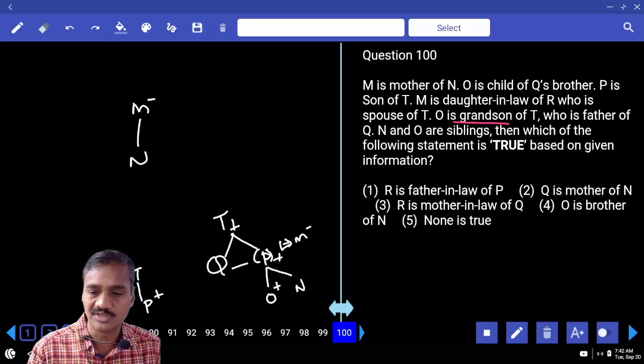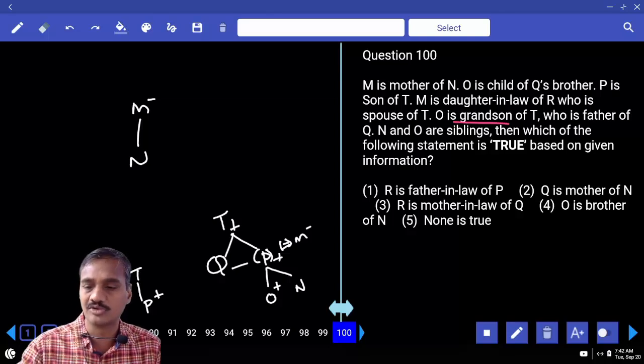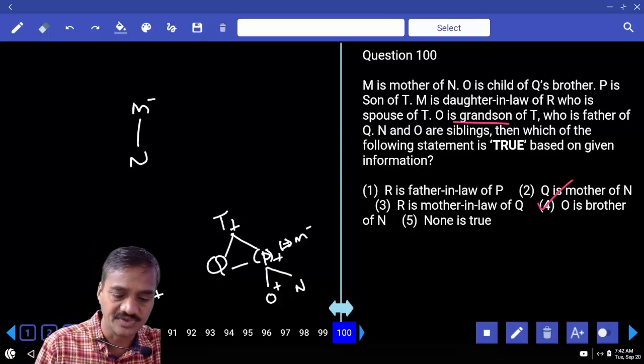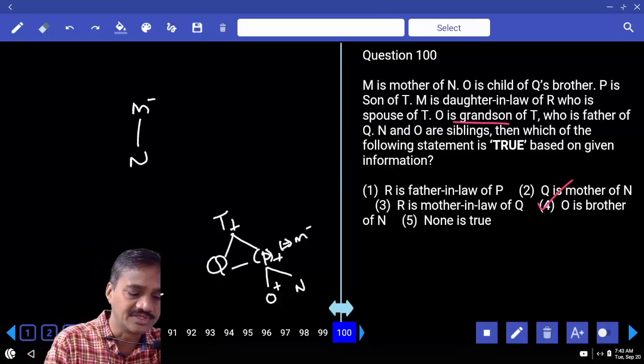And Q is the mother of N, that is false. R is the mother-in-law of Q, that is again false. And next one, O is the brother of N, that is definitely true, choice 4. O is the brother of N. మరి సరిపోయిందా? ద నెక్స్ట్ వన్.